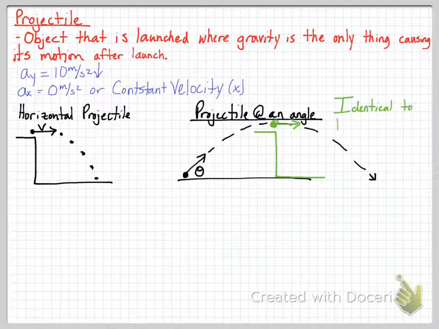So it's pretty nice if you can separate half of it. If we're going to need the second half of the projectile at an angle, you can treat it just like a horizontal projectile. The velocity in the y direction is 0 at that top point, and it has a horizontal velocity just like a horizontal projectile.